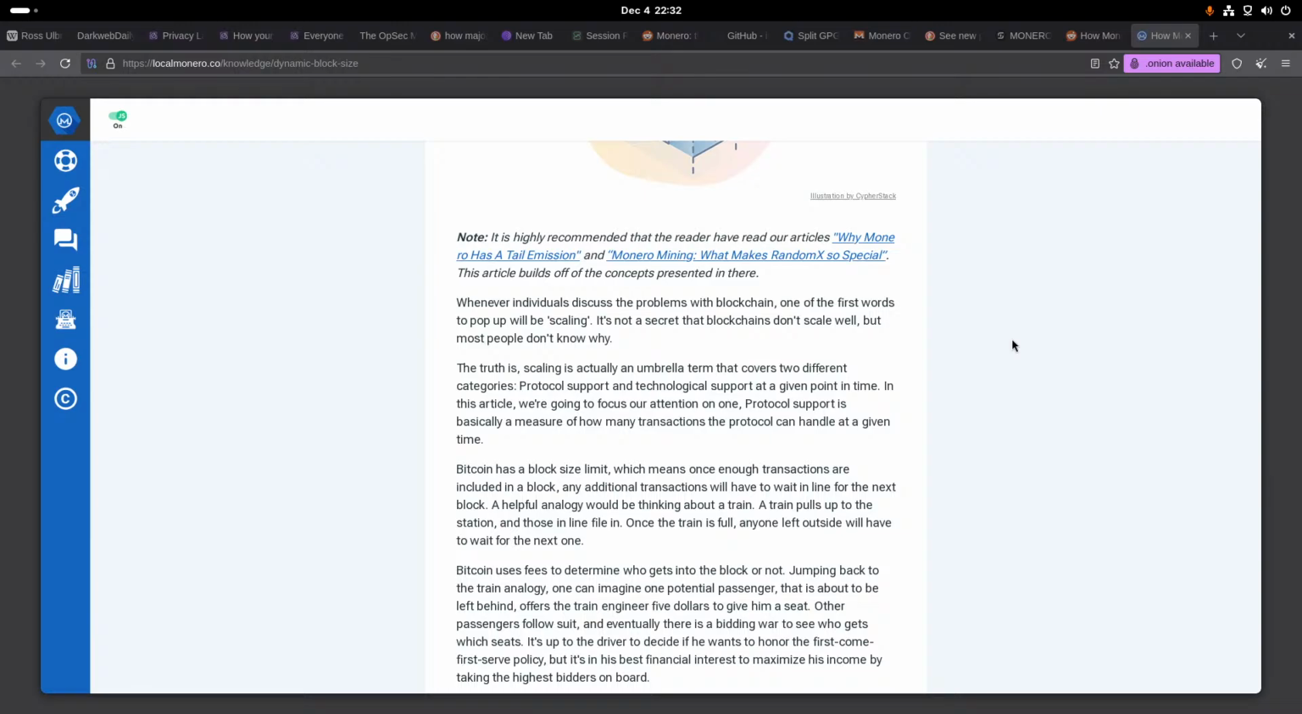Whenever individuals discuss the problems with blockchain, one of the first words that will pop up is scaling. It's not a secret that blockchains don't scale well, but most people don't know why. The truth is, scaling is actually an umbrella term that covers two different categories: protocol support and technological support at a given point in time. In this article, we're going to focus on the first one. Protocol support is basically a measure of how many transactions the protocol can handle at any given time.